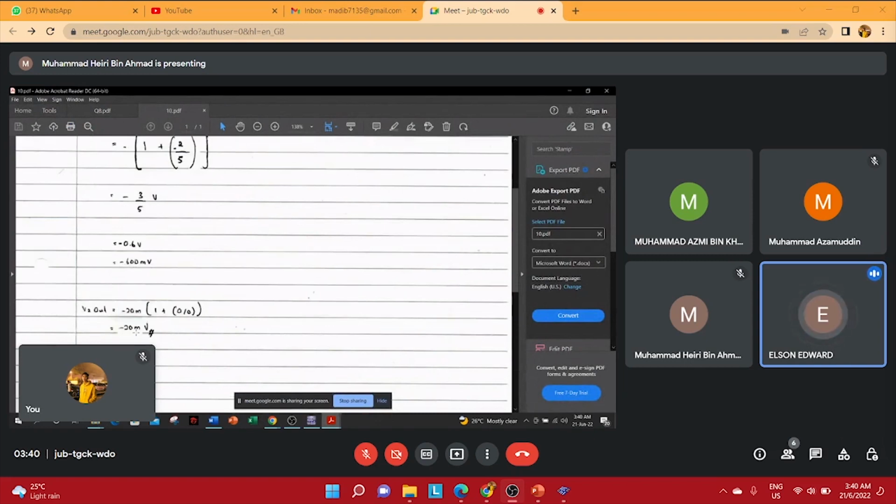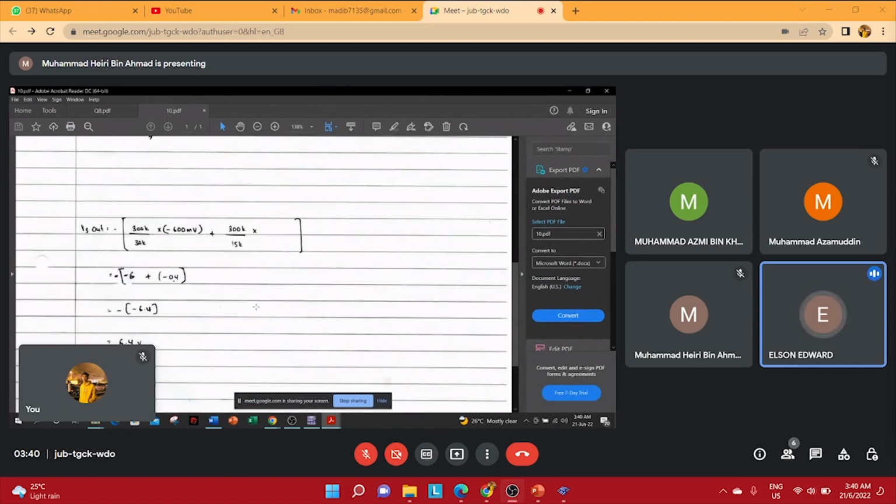So for V2 we got negative 20 millivolt. For V3, V3 out equals 300k over 30k times negative 600 millivolt plus 300k over 15k, and we got negative open bracket negative 6 plus negative 0.4, so negative open bracket negative 6.4 close bracket, and the answer that we got is 6.4 volt for V3.